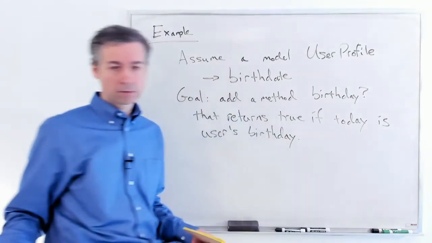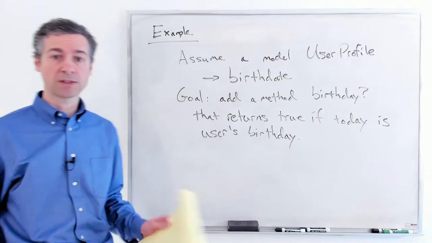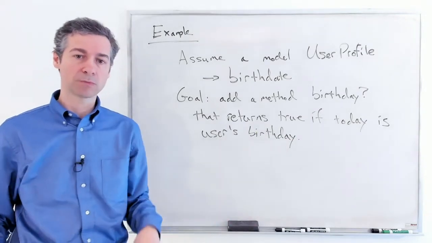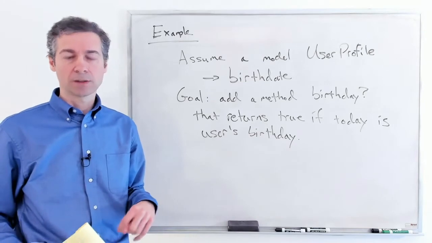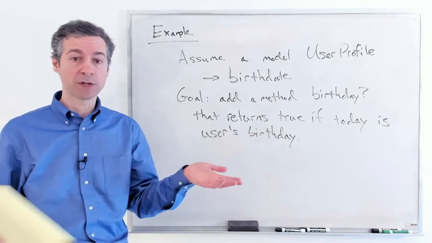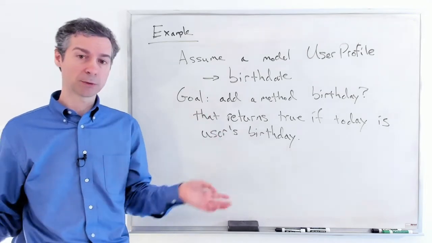Okay, so that's not going to be too hard. So in the simplest sense, that's going to be like, oh, okay, what's the date today? And we can ask the system for that answer, and then we can compare. Is it the same month and day? Hey, it's the person's birthday, and we'll return true, otherwise we'll return false.